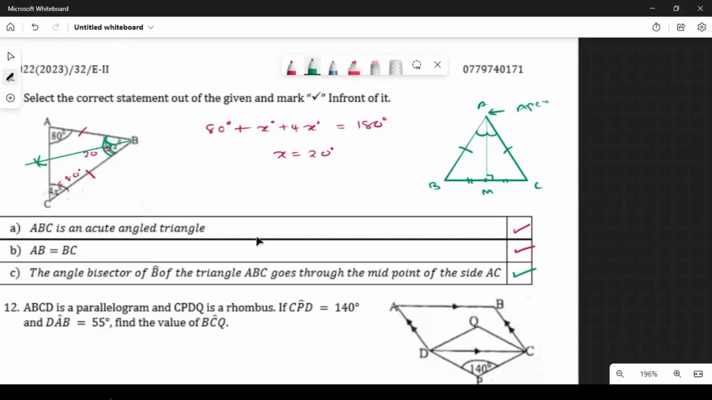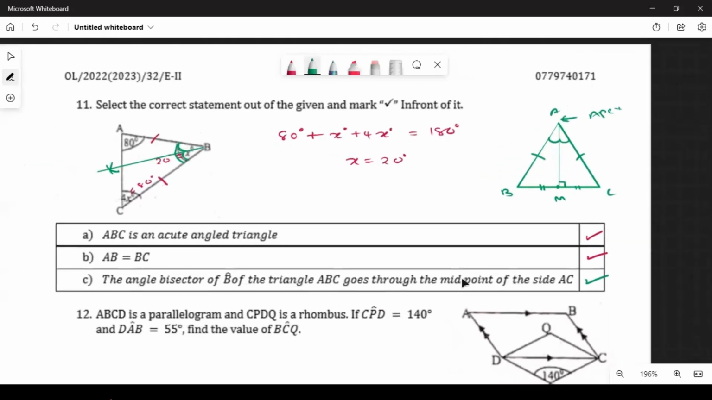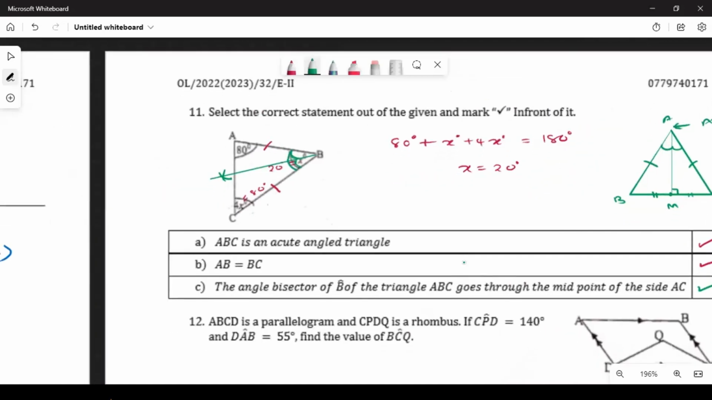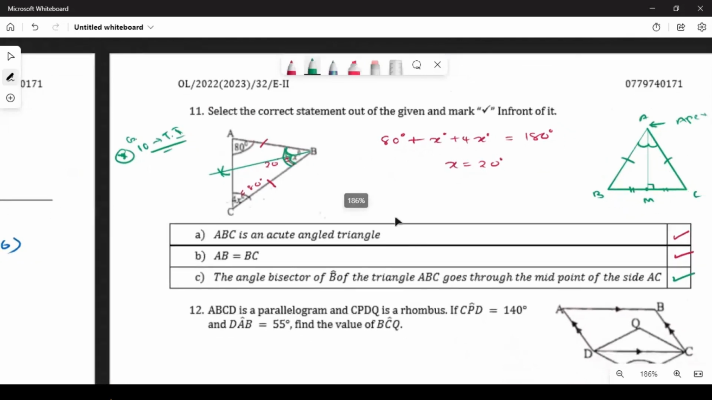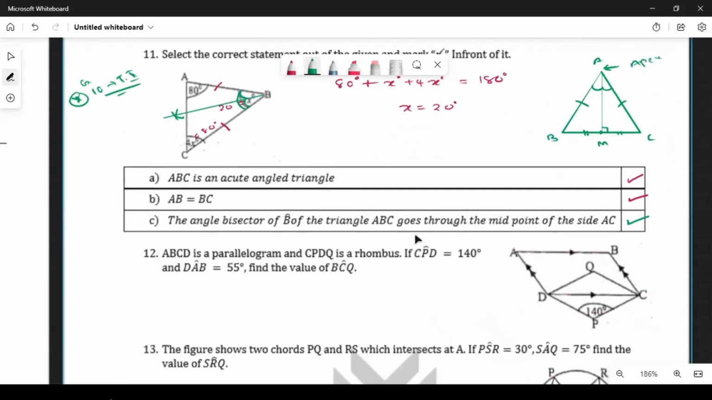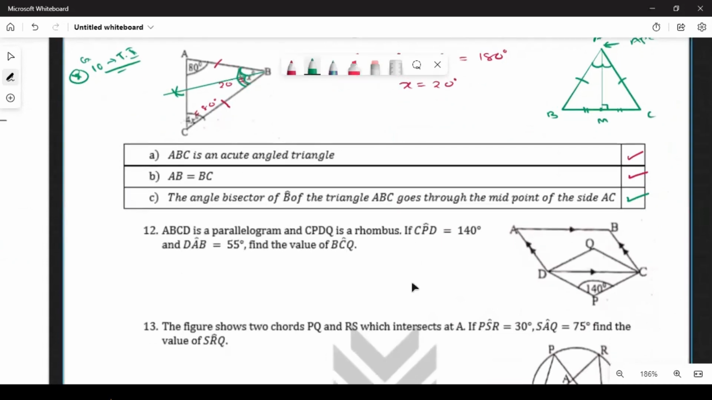So all three statements are true. What are the theorems used in this question? All theorems related to isosceles triangles, grade 10. Okay, grade 10 triangles, lesson number 2. So go through that lesson. Don't go through the lesson from the very beginning. Just do some questions related to those theorems if you can't remember those things. Okay, right. Question number 12.